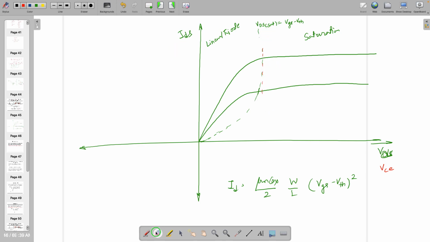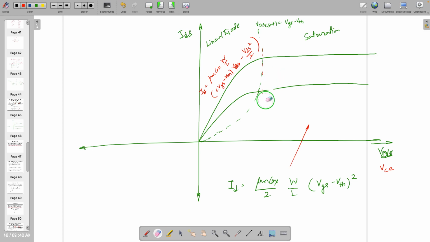So IDS versus VDS. It is expected that in saturation this equation holds. In this triode region, the equation is different. What is the equation? VGS minus VTH times VDS minus VDS square by 2, right? So two equations are there, and they are distinguished by one single line. When you are in saturation, that becomes the equation. It's a device equation.